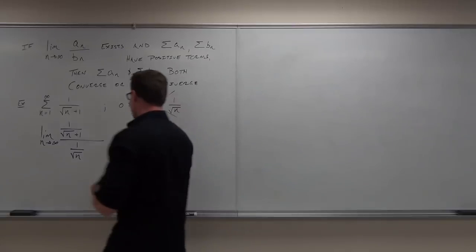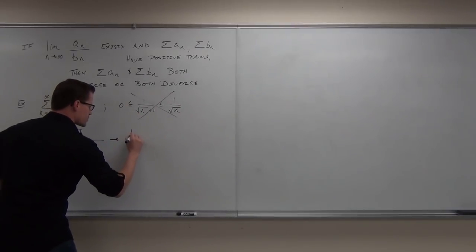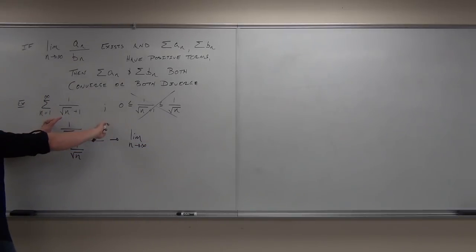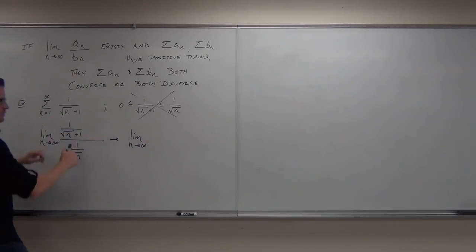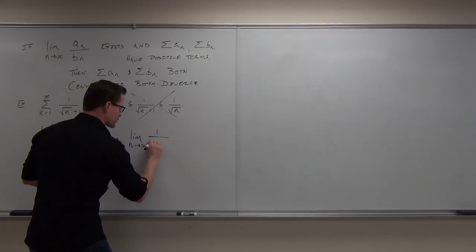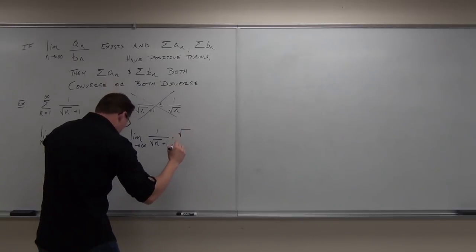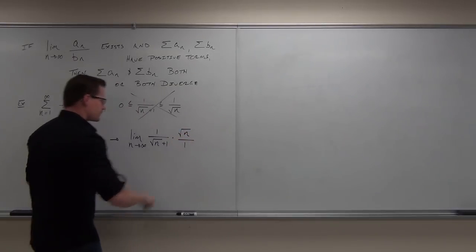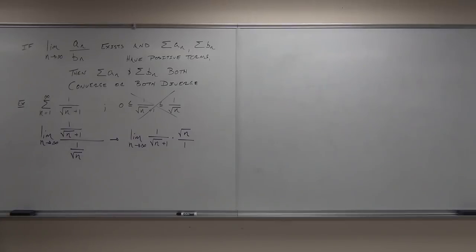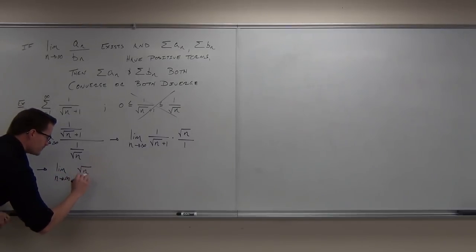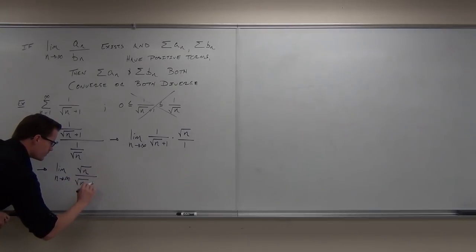So we'll just make this thing simpler. Since we have a complex fraction here, we'll reciprocate and multiply: 1 over the square root of n plus 1, times the square root of n over 1. That's going to give us the limit as n approaches infinity of the square root of n over the square root of n plus 1.